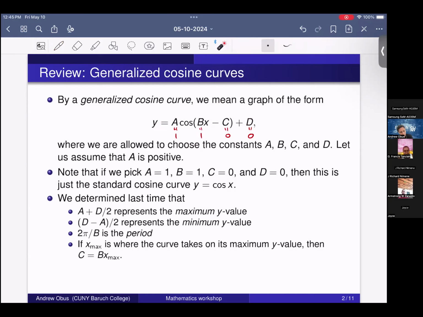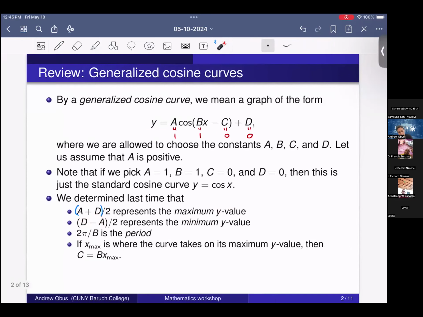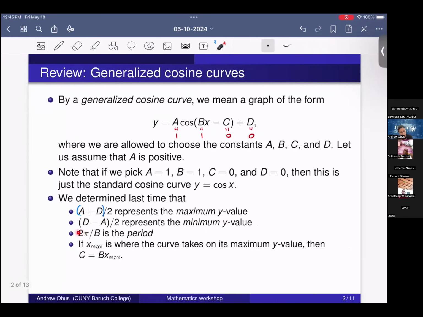Okay? And we showed last time that, I have a typo here, this should be parentheses, that (d plus a) over 2 represents the maximum y value that you get for your graph. D minus a over 2 represents the minimum y value for your graph. And 2 pi over b is the period for your graph. And then if you take the value where the curve takes on its maximum y value, then the way you get c is by choosing it to be b times x max.